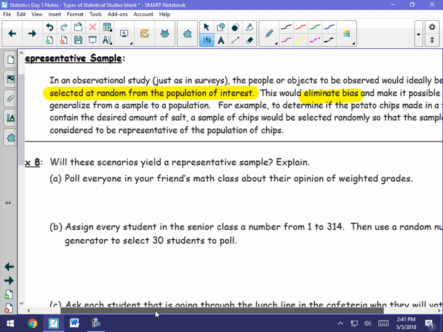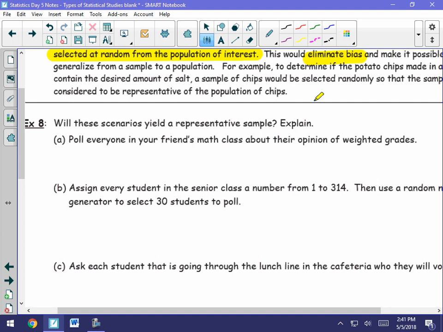Okay, so this last little bit says, will these scenarios yield a representative sample, and explain? So it says, poll everyone in your friend's math class about their opinion of weighted grades. So asking the people in one math class and having that be representative of the entire school population, say, what they think about weighted grades, you know, hopefully you're maybe thinking no on that, right? Because again, just one math class is not representative of the entire school. Not representative of the whole school.